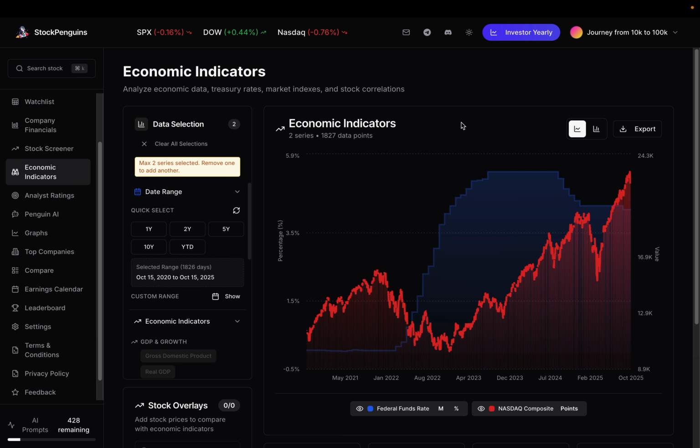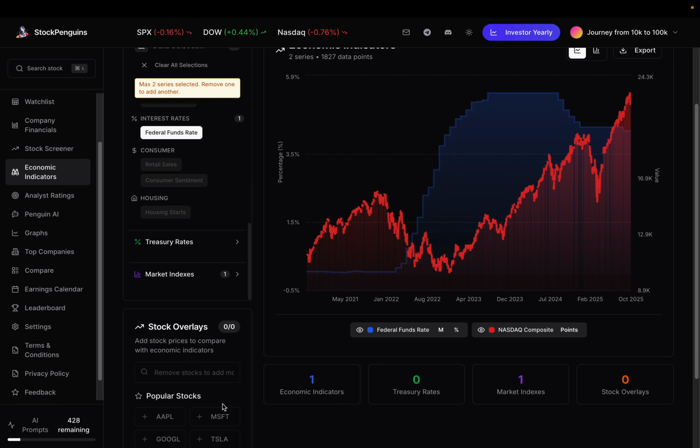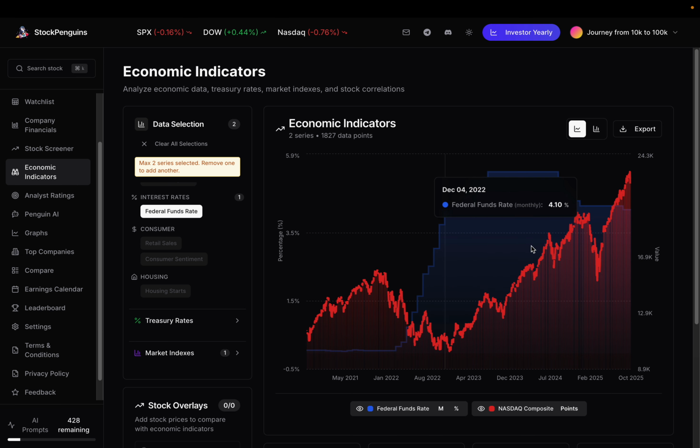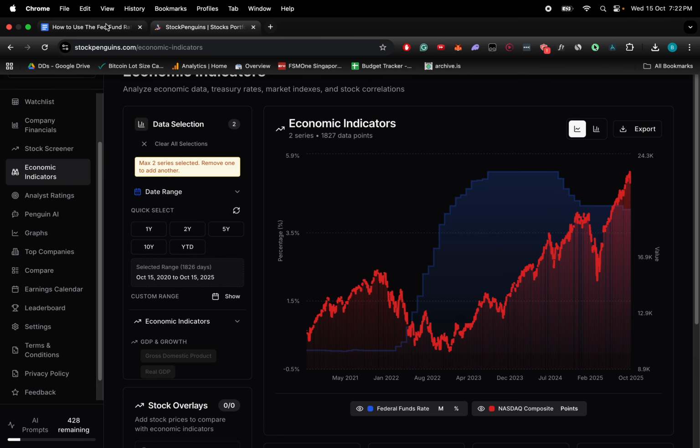So this tool is free to use, where you can basically overlay any two economic indicators, or treasury rates, your Fed fund rates, and also any stock price chart. In this particular case, I've already overlaid the Fed fund rate and the Nasdaq's price chart over the last 5 years. We have data spanning back up to 10 years that you can play around with, and you can even choose to export the data in chart format in PDF format if you want to. So let's get on to it.